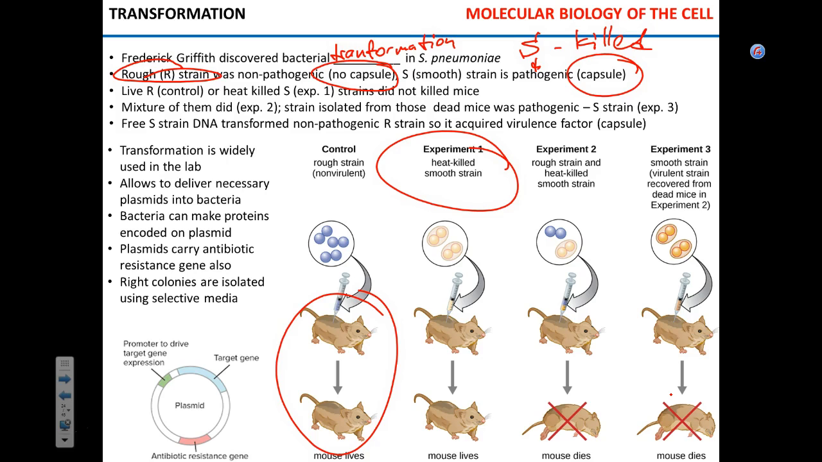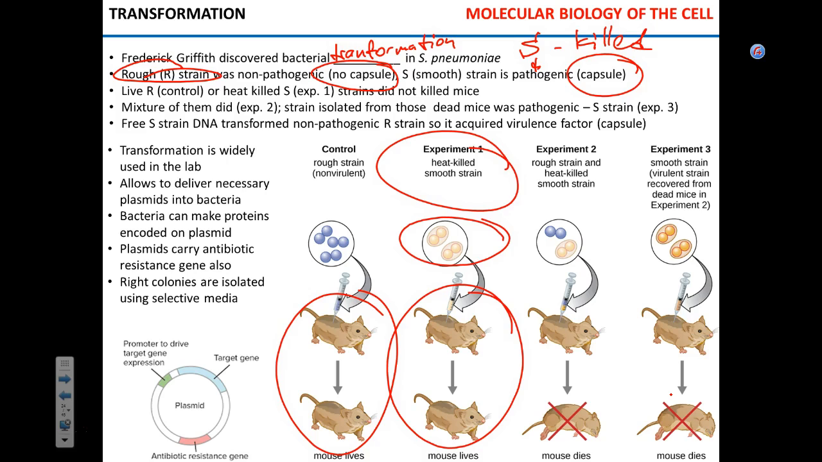And it turns out that when you use the heat to inactivate streptococci, they do not kill the mice. It's kind of obvious. Does that make sense? You destroy bacteria, kill bacteria, dead bacteria do not kill the mice. Make sense?